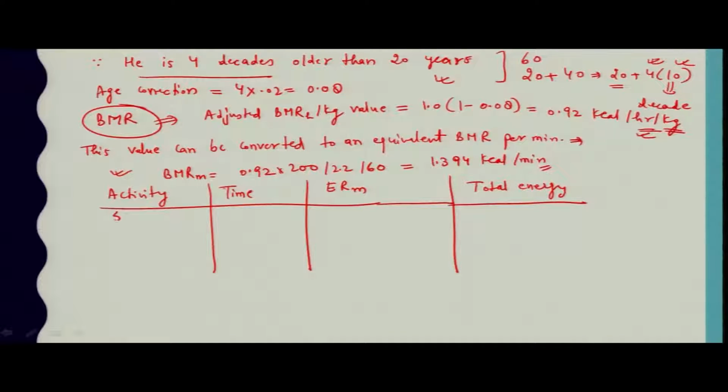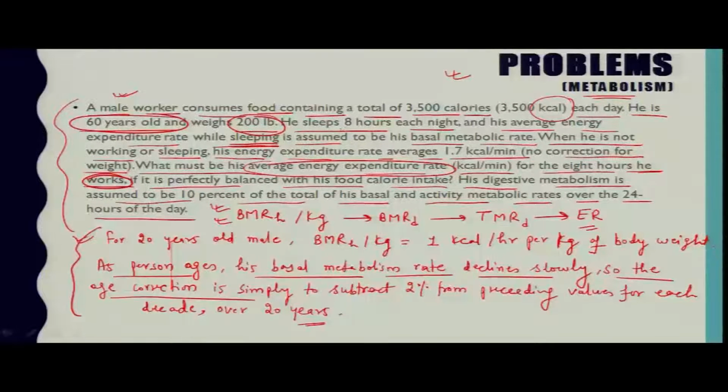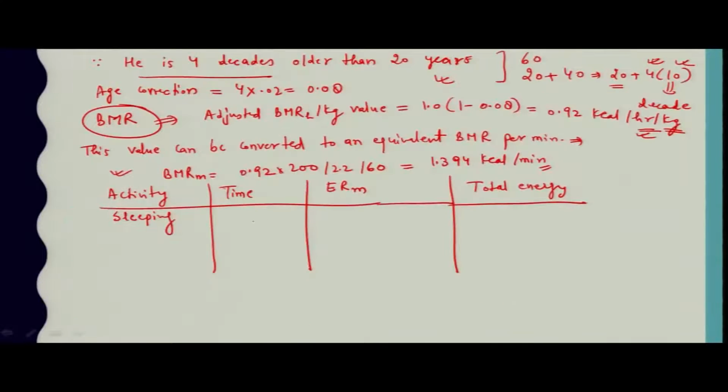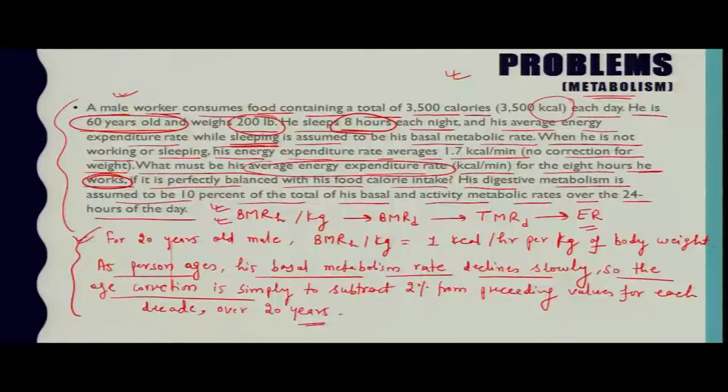So the first kind of activity is sleeping. How much time is it taking? He is sleeping for 8 hours. If we calculate in minutes, 8 into 60 is equal to 480 minutes. The corresponding energy expenditure will be 1.394 kilocalorie per minute. And for the total energy, you have to multiply this, so some 669 kilocalories will come out. As far as work is concerned, again how much work is he doing? He is doing work for 8 hours.